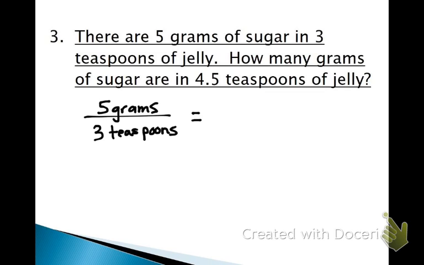Now, I've got to find out what that is equivalent to. Who can help me out with what I should make that equivalent to? What do you think? 4.5 over 2, teaspoons. Okay, 4.5 teaspoons over what? Teaspoon. Over a certain amount of teaspoons. Okay, since we don't know what the answer is, we're going to do an X.